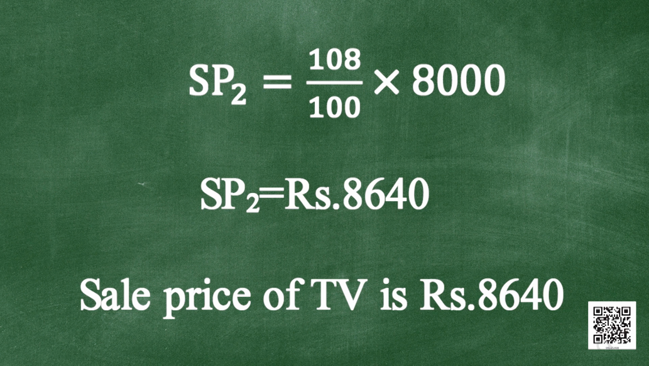So, on simplification, we get SP2 is equal to rupees 8,640. Students, therefore, the sale price of TV is equal to rupees 8,640. So, now let us try to find the overall cost price and overall sale price.